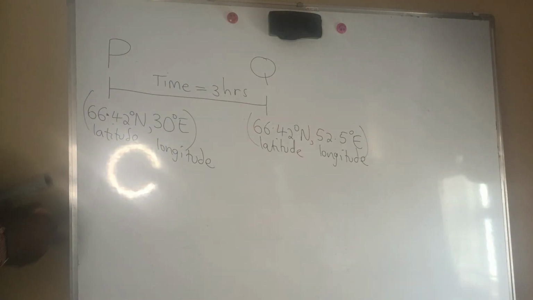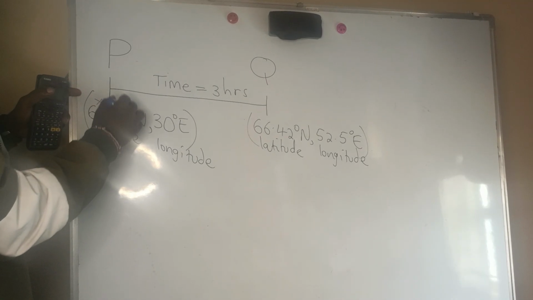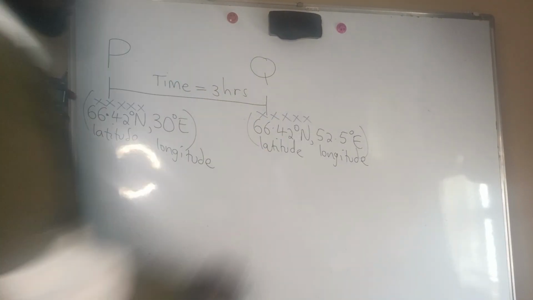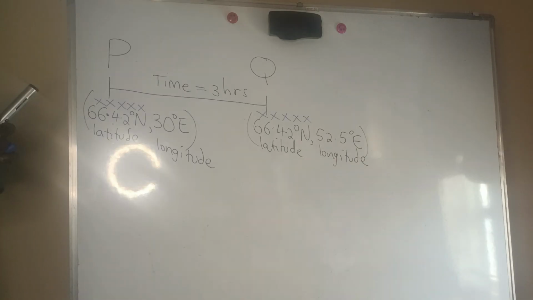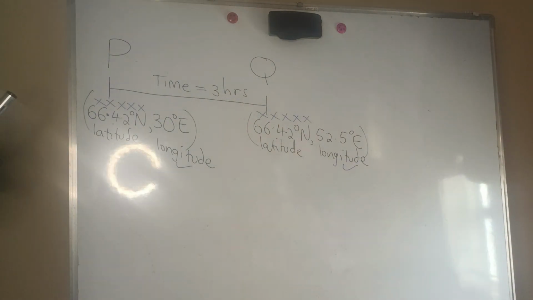If you look keenly at these 2 points P and Q on the globe, you realize that they are located on the same latitude. The latitude is the same, 66.42 degrees north, but the longitudes are different, so they lie on different longitudes. Remember, latitudes are lines that run from east to west, and longitudes run from north to south. So you can talk about west to east or east to west for latitudes, then longitudes run from north to south or south to north.